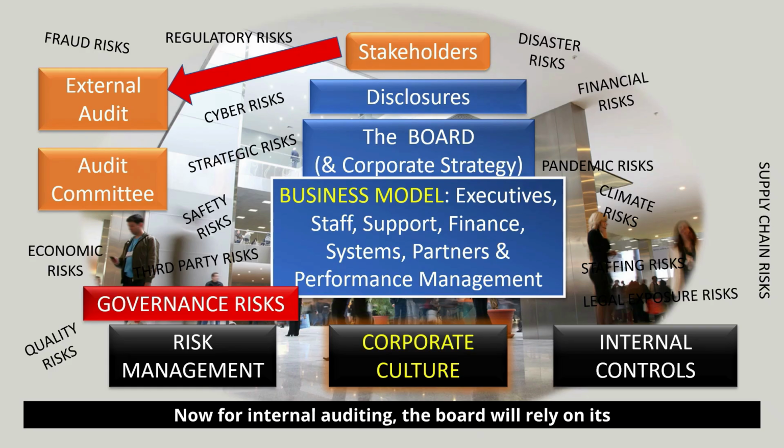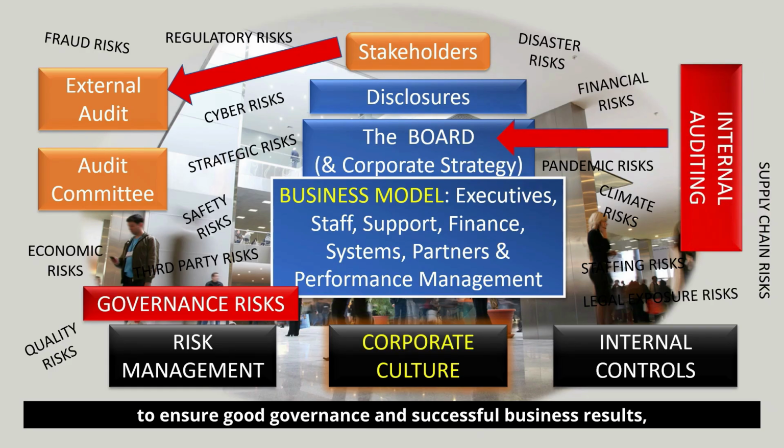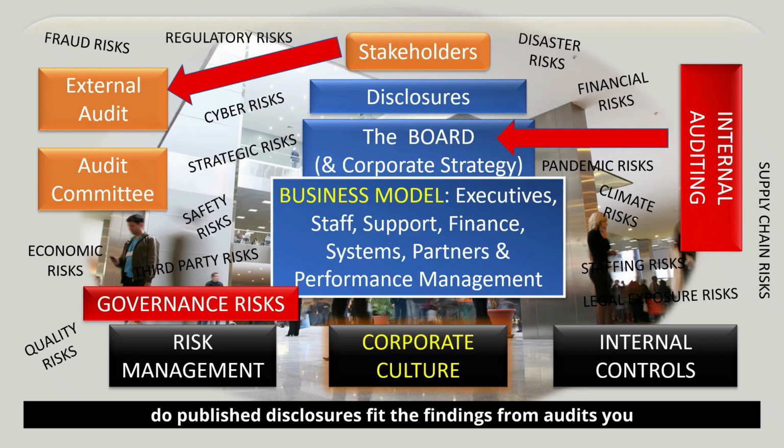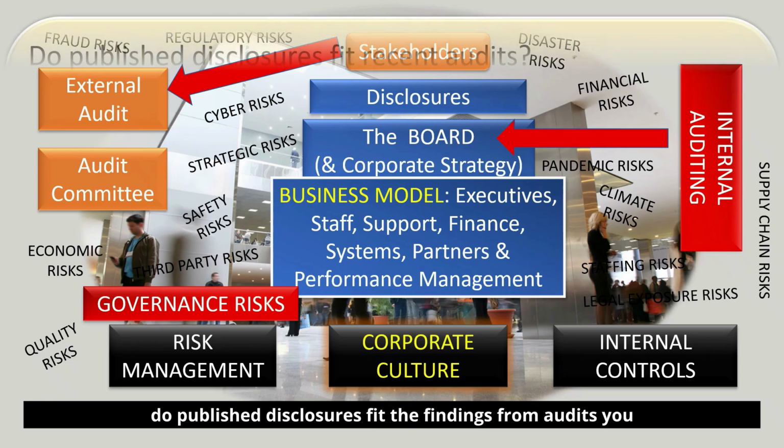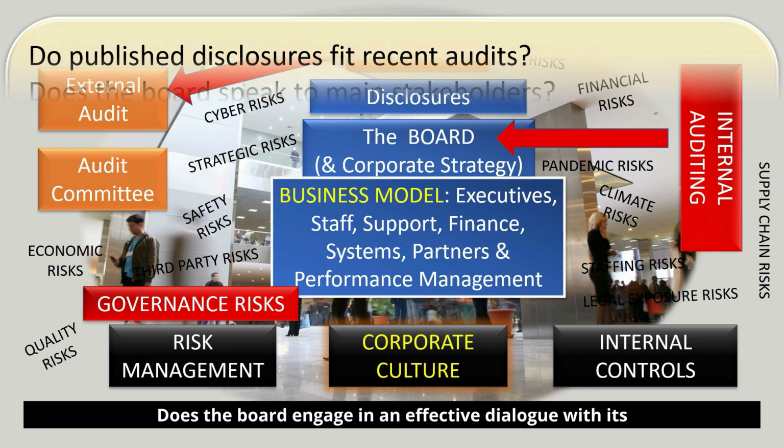Now for internal auditing. The board will rely on its performance system and reports to ensure good governance and successful business results, while internal audit will review the governance and risk management process and disclose whether it's working well, bearing in mind the huge amount of risks that are out there. As an auditor, you may want to ask several questions, including: do published disclosures fit the findings from audits you have recently carried out?